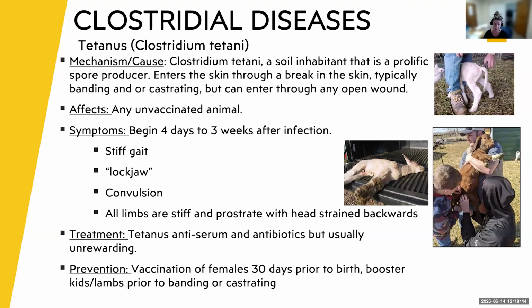Again, it affects any unvaccinated animals. So this could happen to an animal at any age if they're unvaccinated and come in contact with this. Symptoms can begin as early as 4 days after infection or as late as 3 weeks. So it's good practice to keep an eye on things, especially after you've done any banding or castrating. What those symptoms look like: they'll have a stiff gait that leads to lock jaw, where their muscles just tense up, and then convulsions, and eventually their limbs will get very stiff and prostrate with their head kind of strained backwards, like this lamb in the picture.